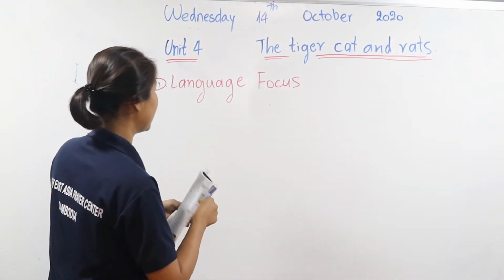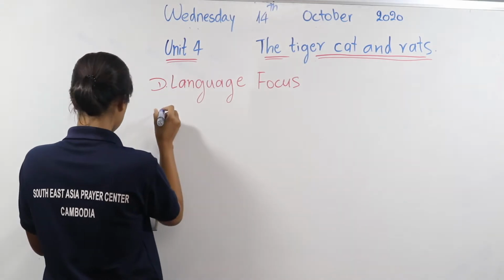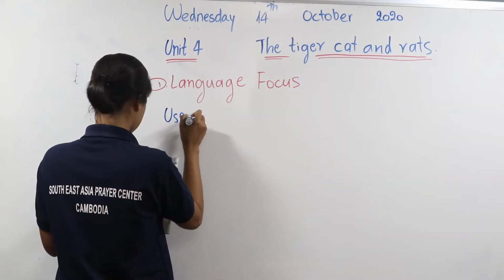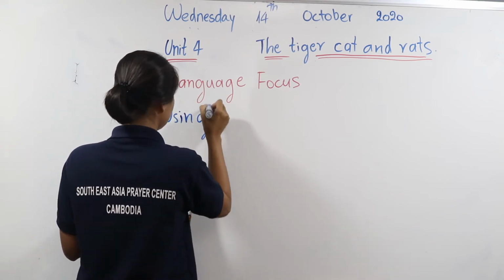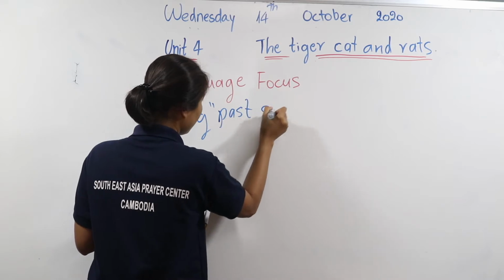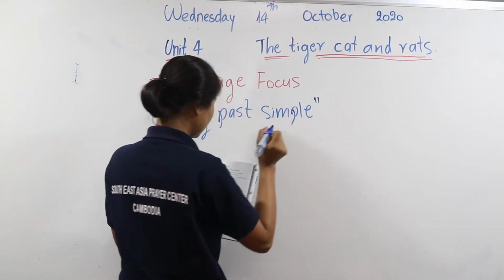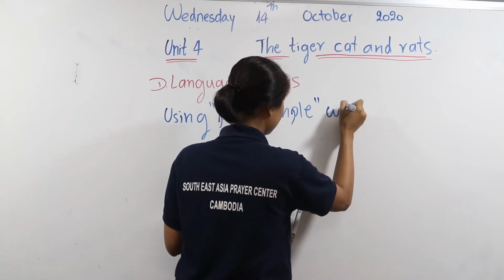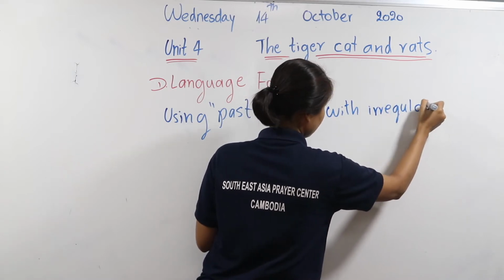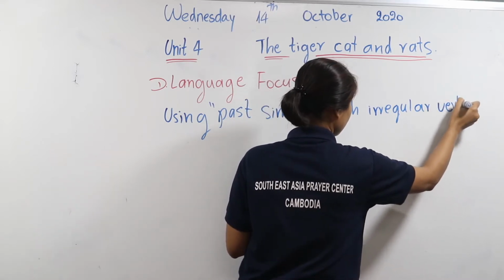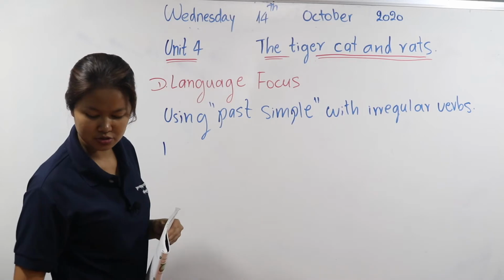So I'll just write down on the whiteboard, and you can write down or copy from me into your notebook also. So here, language focus, use past simple with irregular verbs. I'll just write everything down first, then I will explain to you later.